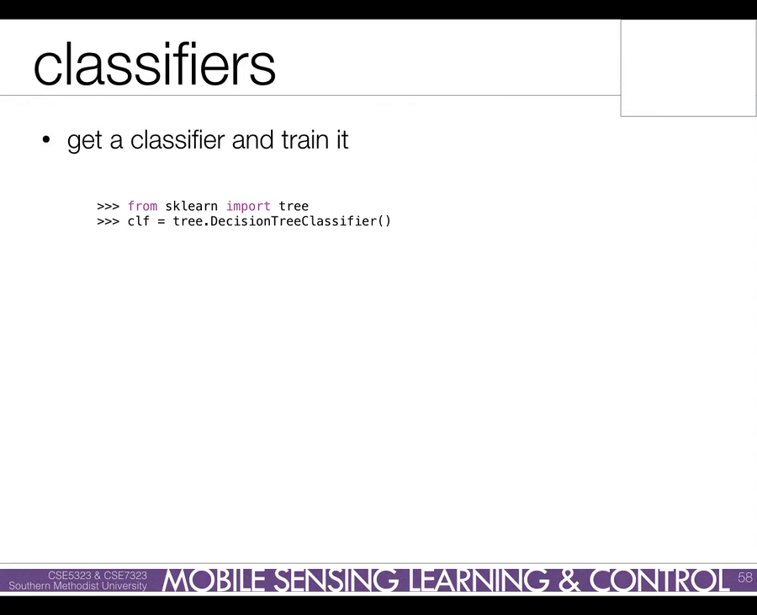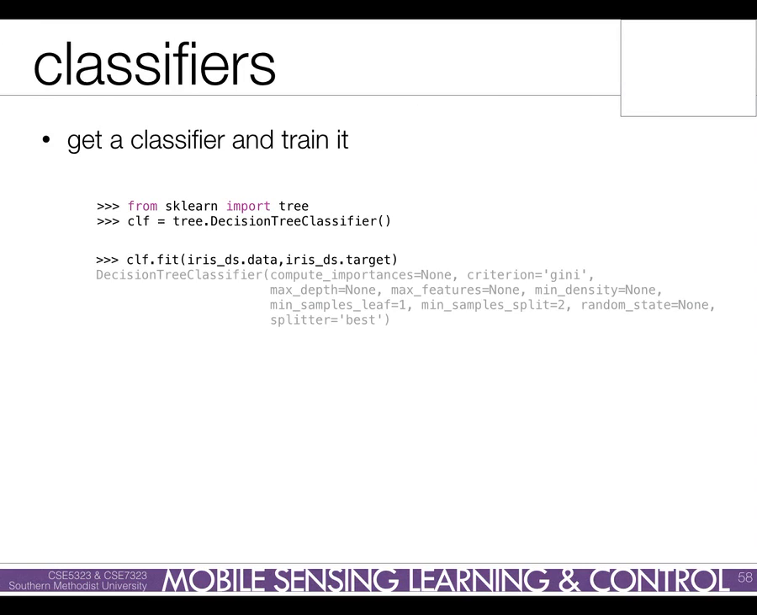So let's get a classifier and train it. From sklearn import tree, and now I can say clf equals tree.DecisionTreeClassifier. What that told scikit-learn to do was get a handle to a tree classifier. Now what would I do? Let's say I've got my iris data set. If I want to train it, I could say clf.fit, and I would give it the data and the labels, x and y, just like we talked about. And what it's going to return is a trained decision tree.